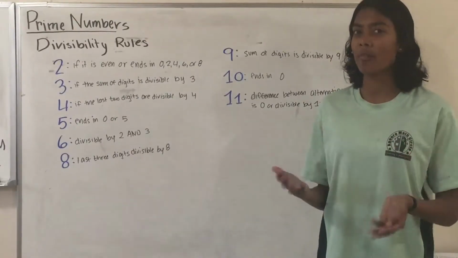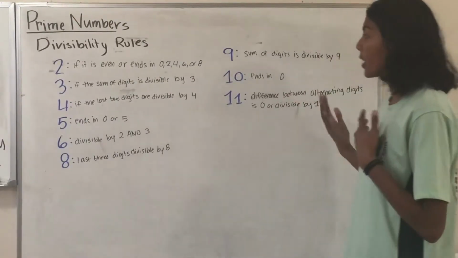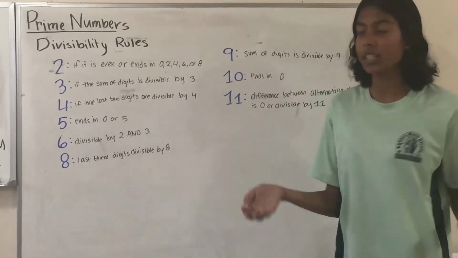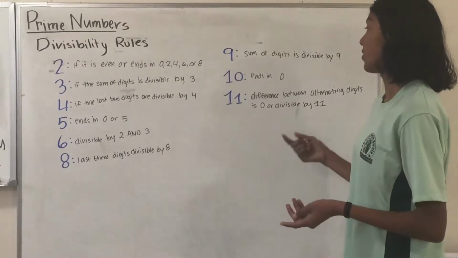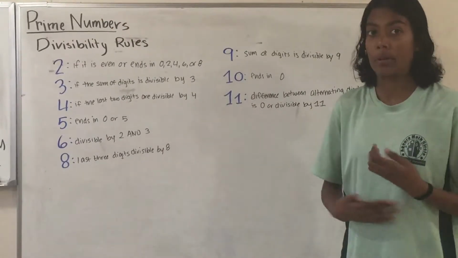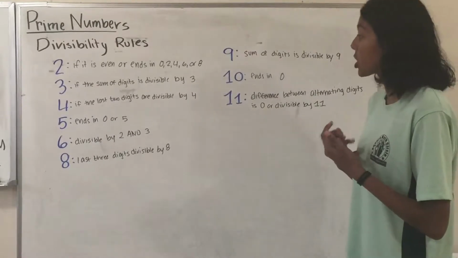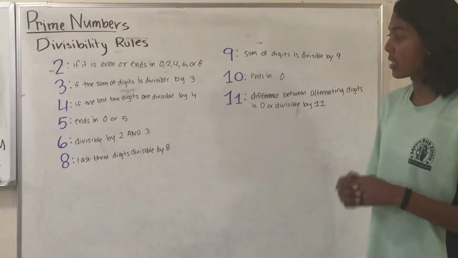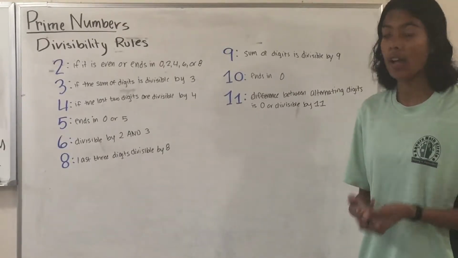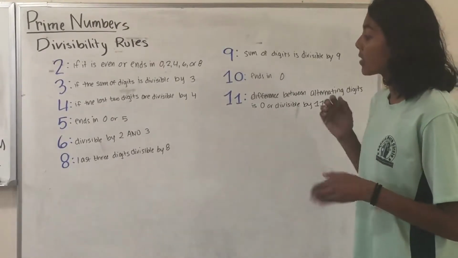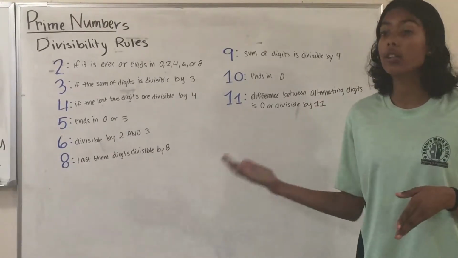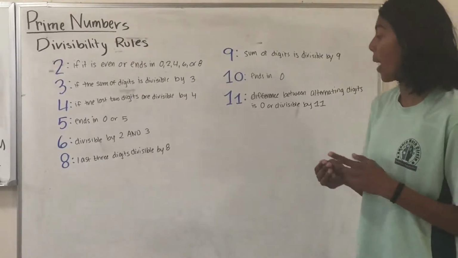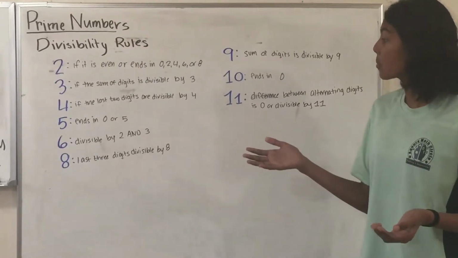So now let's go over some of our divisibility rules. If it is even or ends in 0, 2, 4, 6, or 8, then it's divisible by 2. If the sum of the digits is divisible by 3, the entire number is divisible by 3. If the last 2 digits are divisible by 4, the entire number is divisible by 4. If the number ends in 0 or 5, then it's divisible by 5. If it's divisible by both 2 and 3, then it's divisible by 6. If the last 3 digits are divisible by 8, then the entire number is divisible by 8.